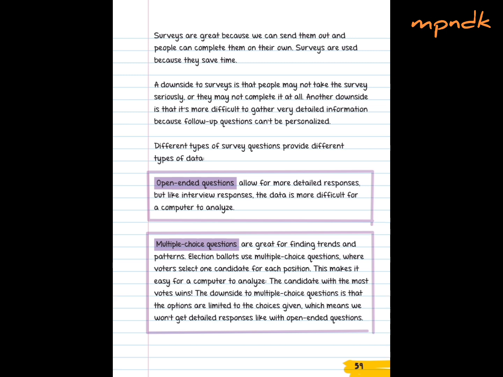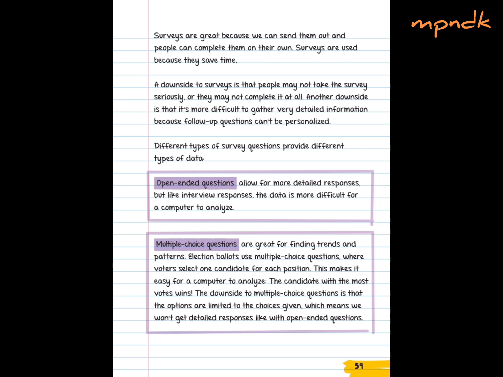Different types of survey questions provide different types of data. Open-ended questions allow for more detailed responses, but like interview responses, the data is more difficult for a computer to analyze. Multiple choice questions are great for finding trends and patterns.